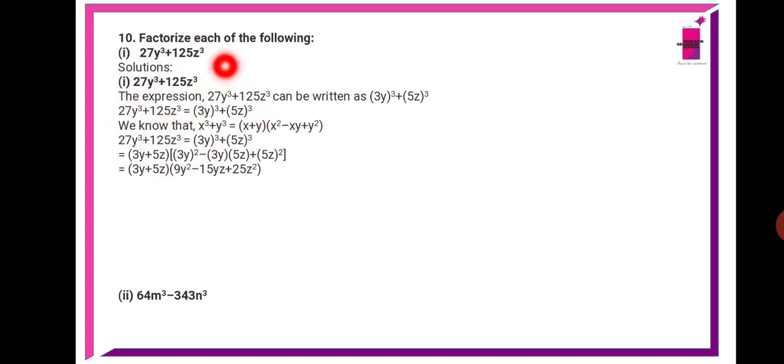Now in place of x you can take 3y. In place of y you can take 5z. So based on the identity x plus y into x square minus xy plus y square, we are going to substitute the values. Similarly, you can go for 64m cube minus 343n cube. You can write it as 4m whole cube minus 7n whole cube.